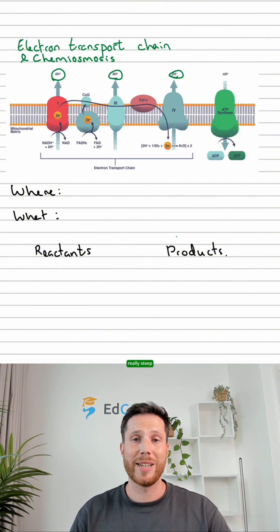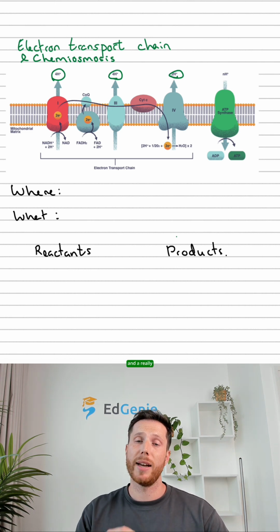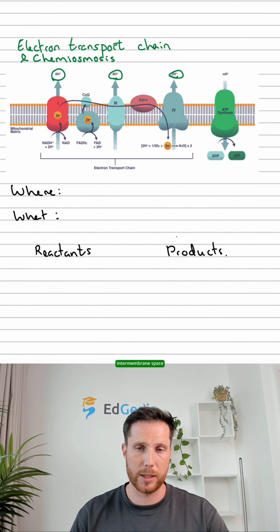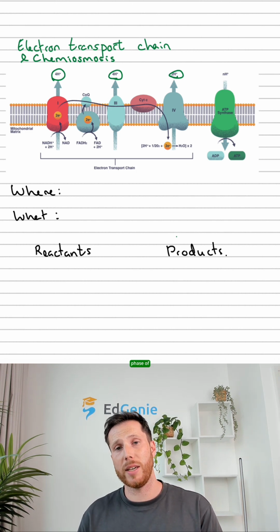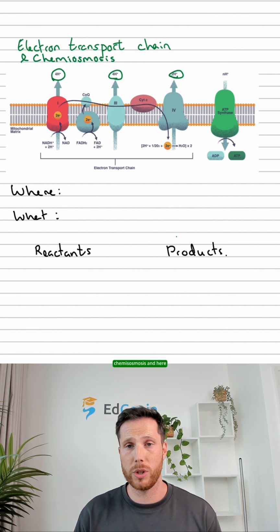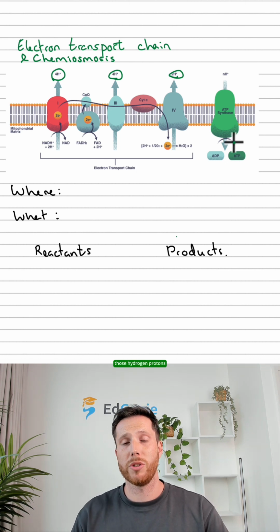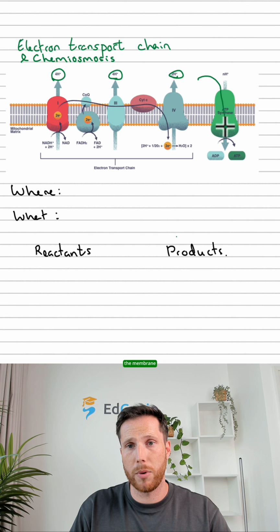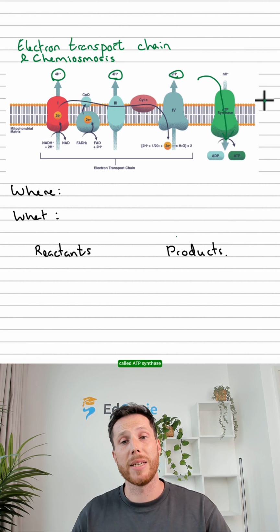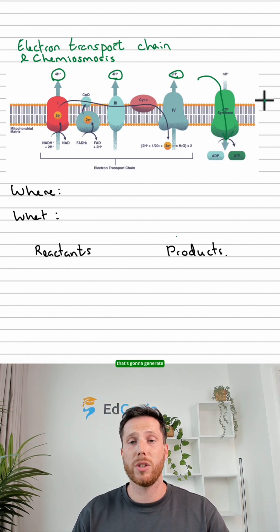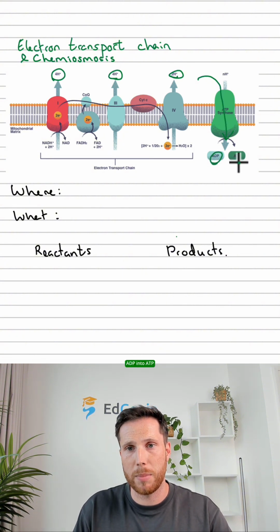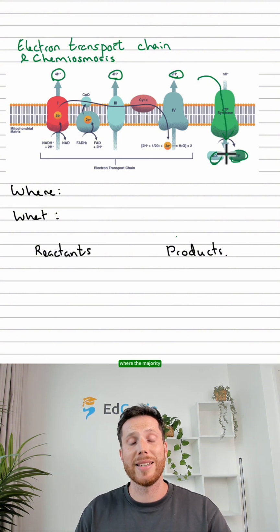This is going to create a really steep electrochemical gradient and a really high concentration of hydrogen protons in that intermembrane space. This leads us on to the second phase of this stage, which is chemiosmosis. And here those hydrogen protons are going to flow down their concentration gradient and back across the membrane through a protein called ATP synthase. And as they do that, that's going to generate the energy required to convert ADP into ATP. And this is where the majority of ATP is generated during aerobic respiration.